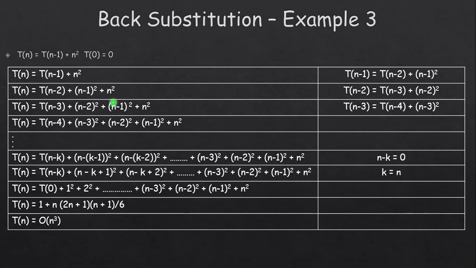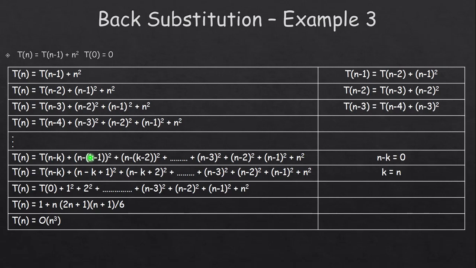Here I will find t of n minus 2. How will I find t of n minus 2? Just substituting n minus 2 in the given equation. T of n minus 2 equal to t of n minus 3 plus n minus 2 the whole square. Just substituting this back and generating some patterns. Again we are generalizing in terms of k. T of n equal to t of n minus k plus n minus k minus 1 the whole square. So it is k minus 1 the whole square, and k minus 2 the whole square, and n minus 3 the whole square, n minus 2 the whole square, n minus 1 the whole square, and n square.